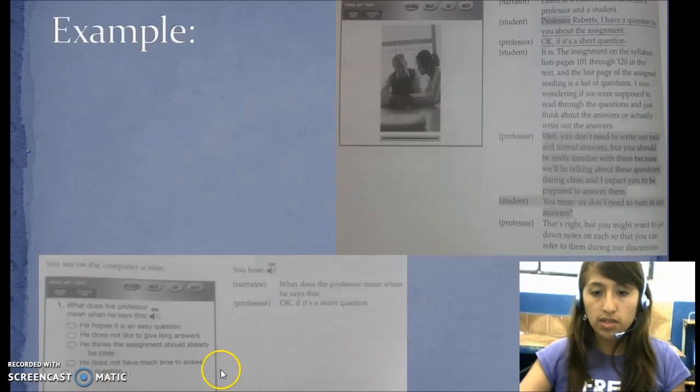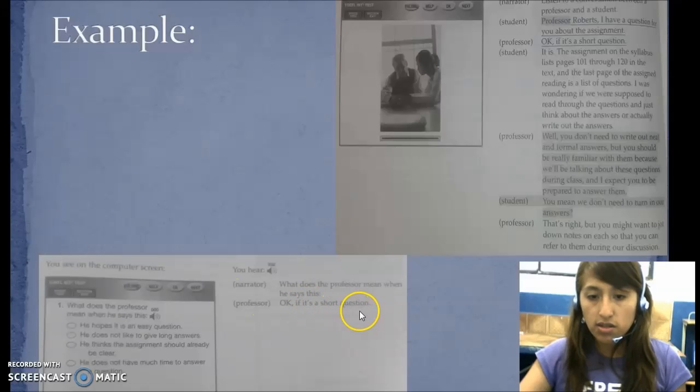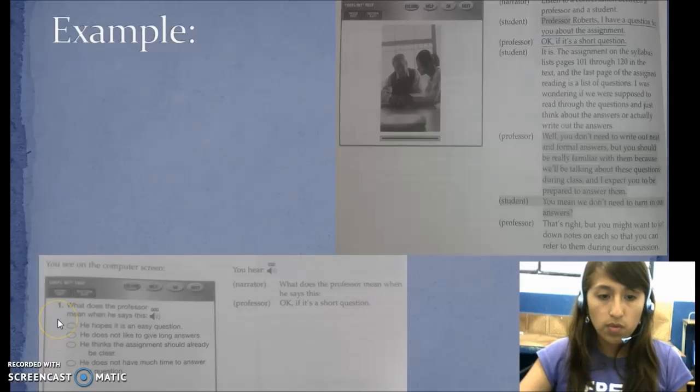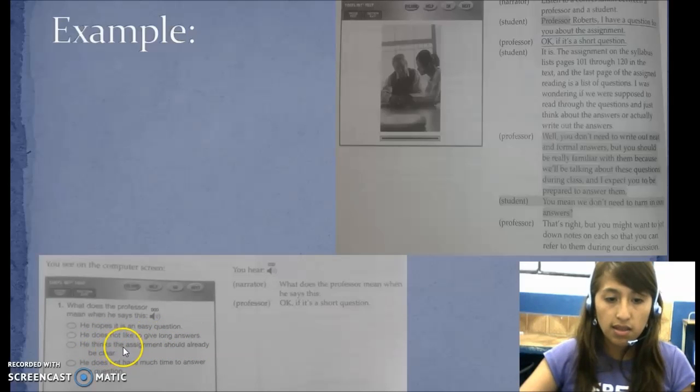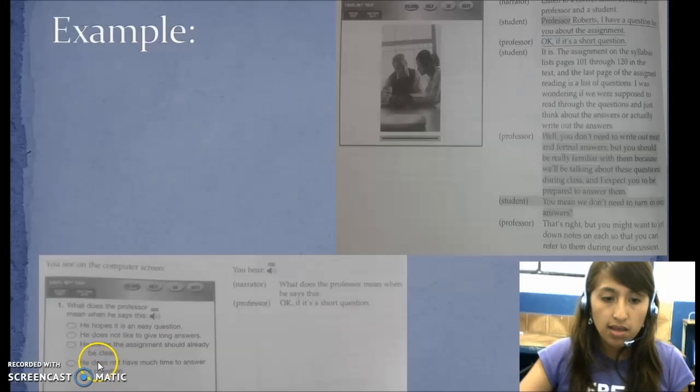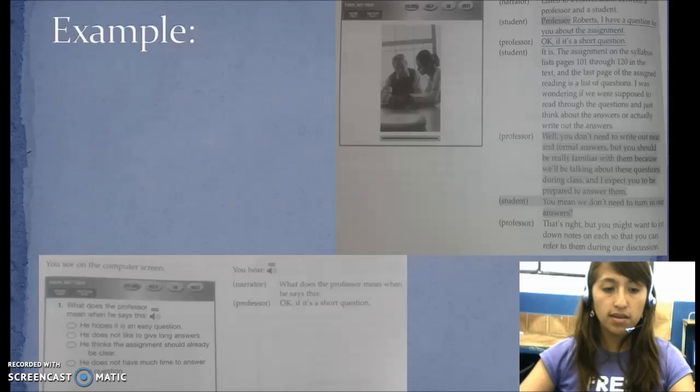And the question says, what does the professor mean when he says this? And it is the part that we are going to listen. Ok, it's a short question. And we have the 4 options to answer this question. He hopes it is an easy question. He doesn't like to give long answers. He thinks the assignment should already be clear. He doesn't have much time to answer a question. So, to answer this question, you can draw a conclusion about why the speaker says this.